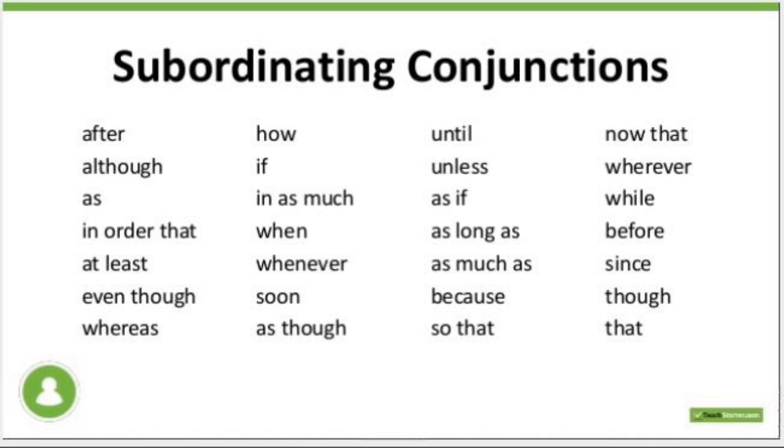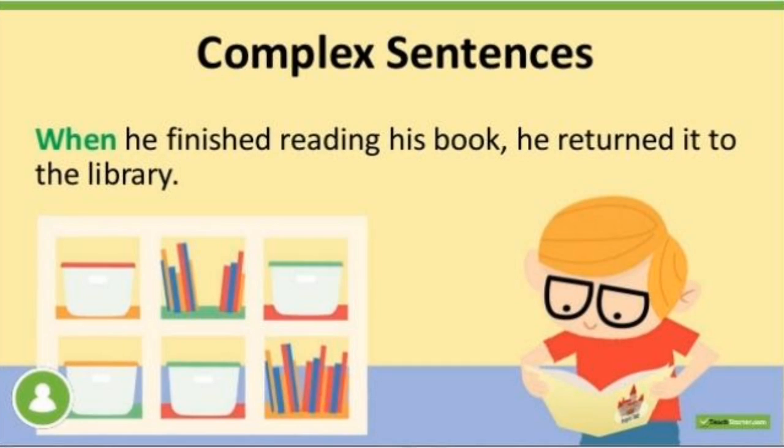These are the subordinating conjunctions, and subordinating conjunctions are used to join an independent clause to a dependent clause. I have told you a subordinating conjunction can be placed at the beginning, middle, or end of the sentence. So let's move towards examples of complex sentences. When he finished reading his book, he returned it to the library.